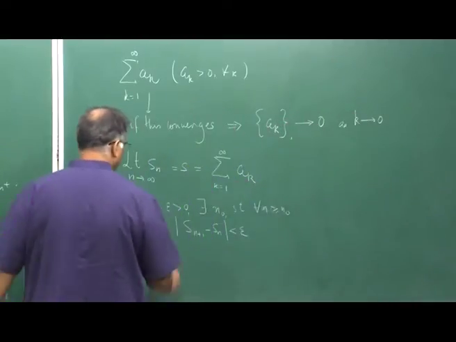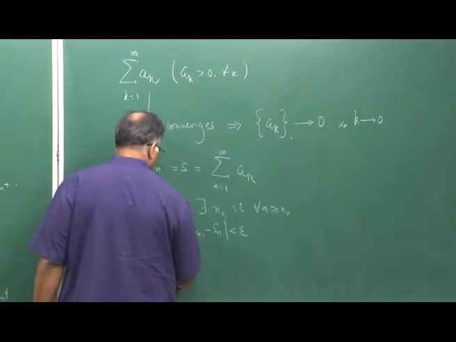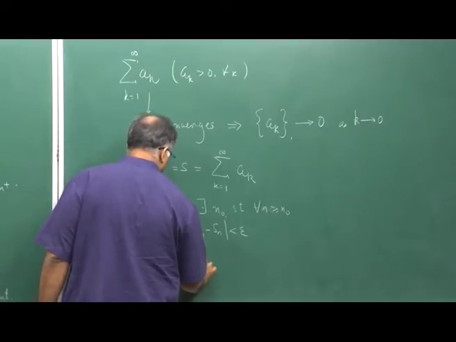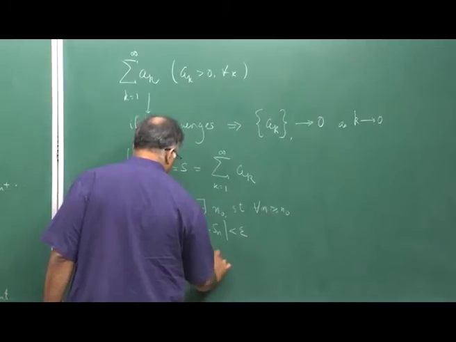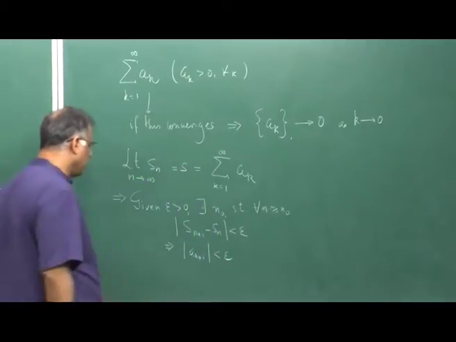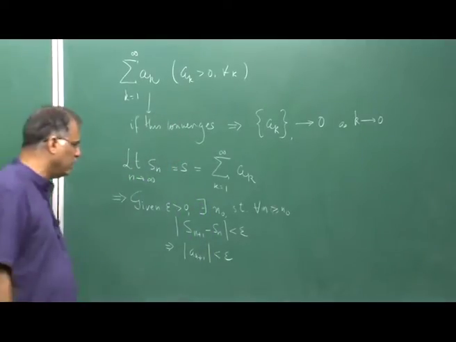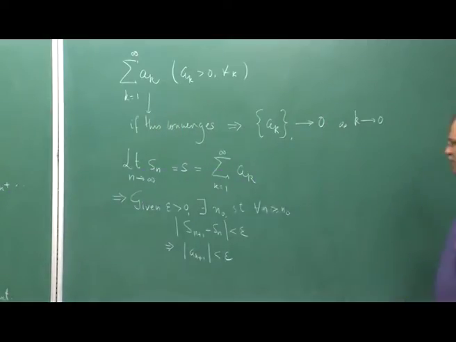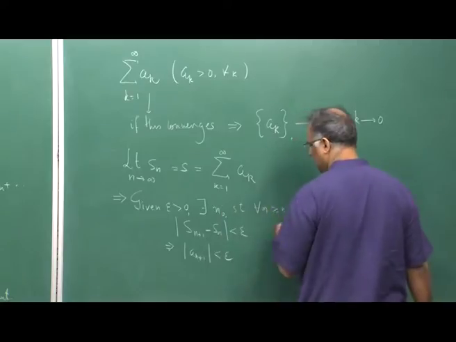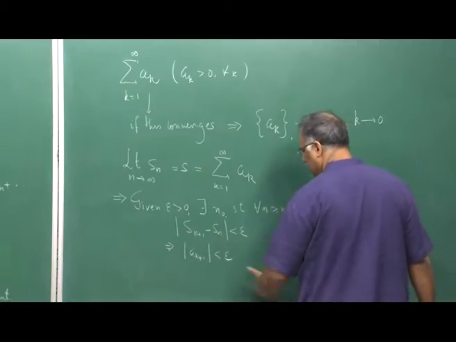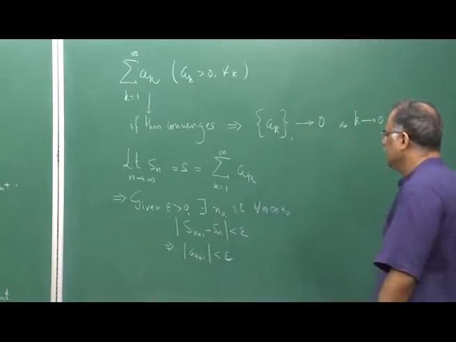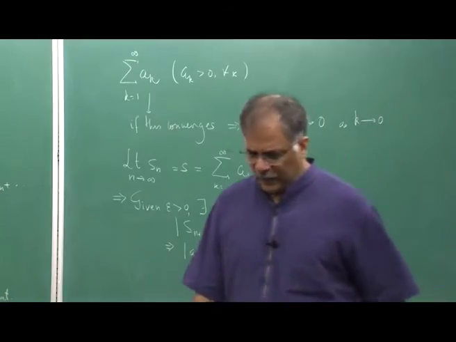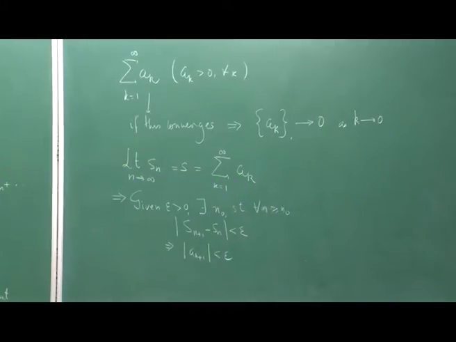So what is this difference? This is nothing but a_{n+1}, which simply shows that the sequence a_k actually goes to 0. So given an epsilon, I have found an n such that a_{n+1} minus 0 is strictly less than epsilon. So this condition is just necessary, it is not sufficient.